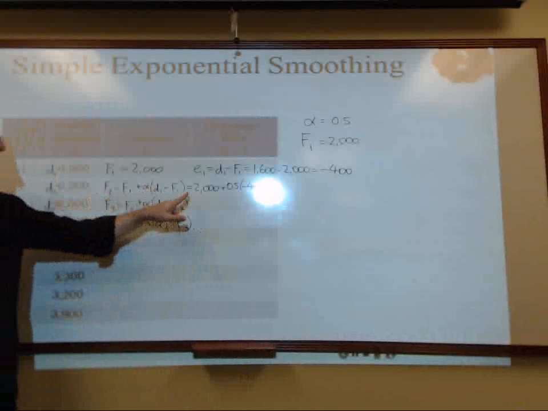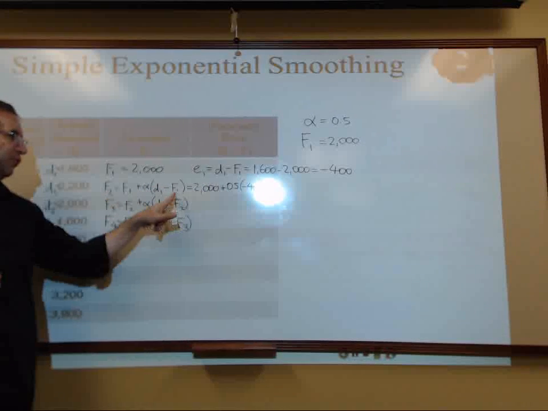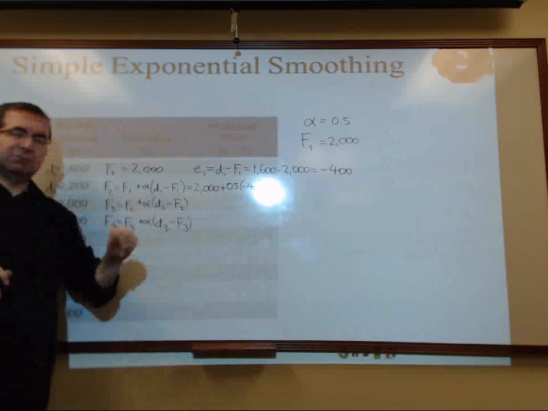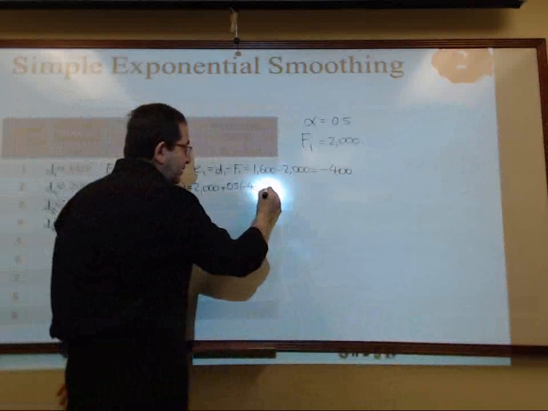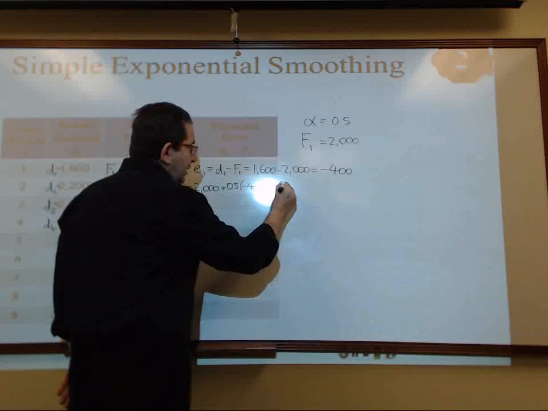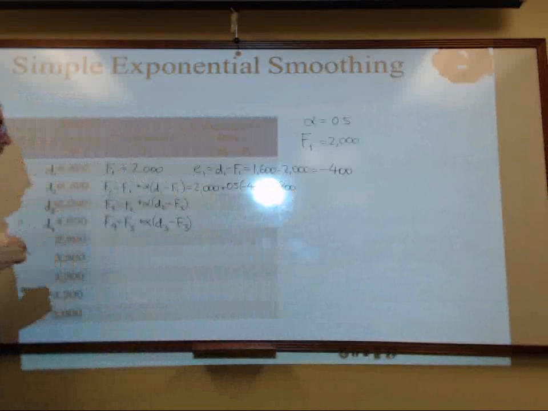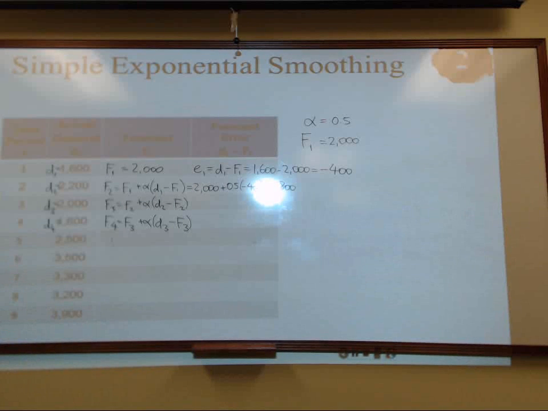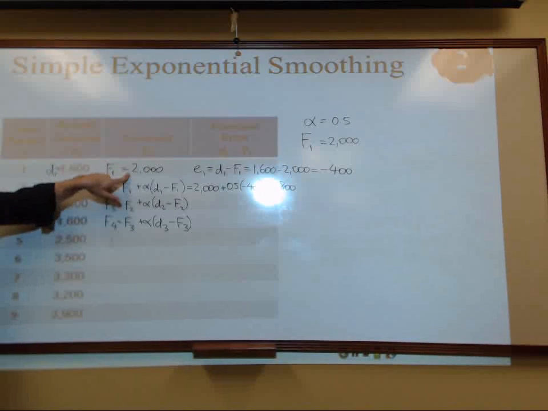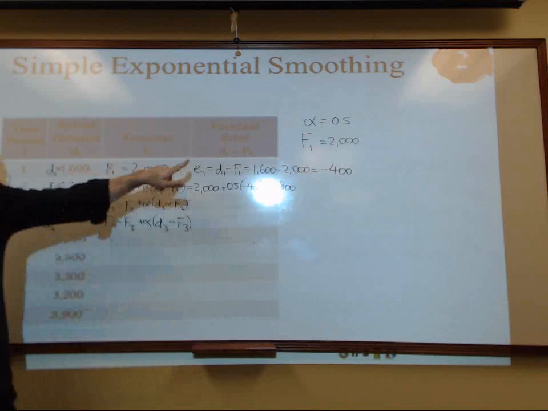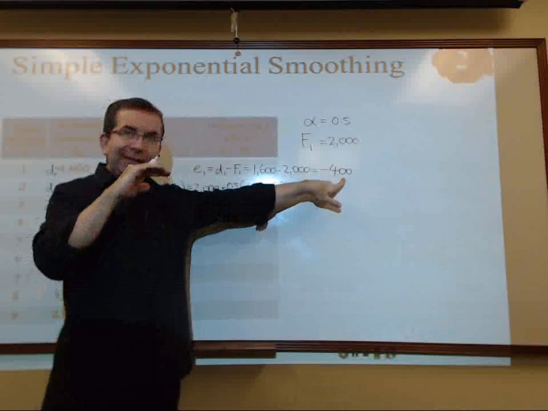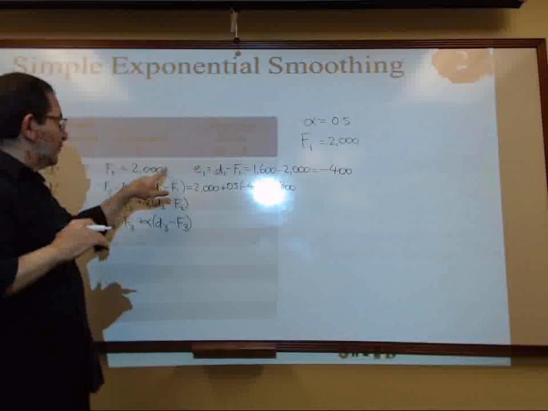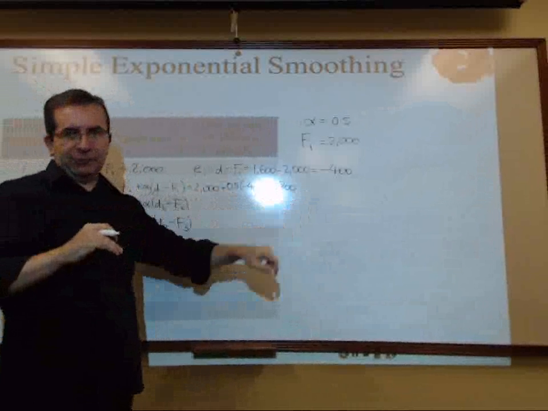Okay? So this is F1, alpha is 0.5, the forecast error is minus 400. Okay? So we need to bring down the forecast a little bit, and it turns out to be 1,800. Okay? So our forecast was 2,000, which was too high. So we needed to bring down the forecast a little bit, hence the negative forecast error. So we went from 2,000 to 1,800.